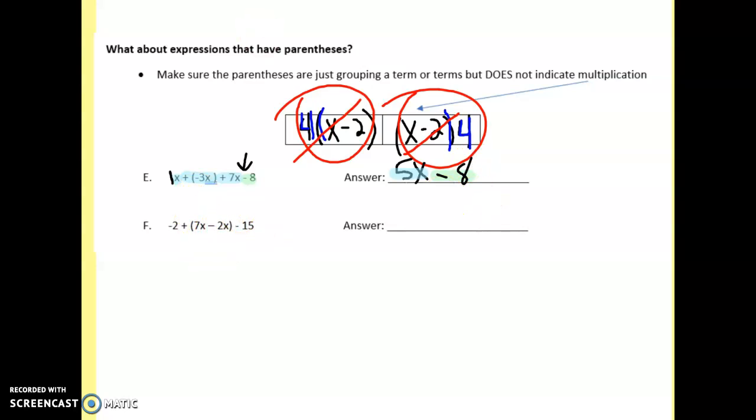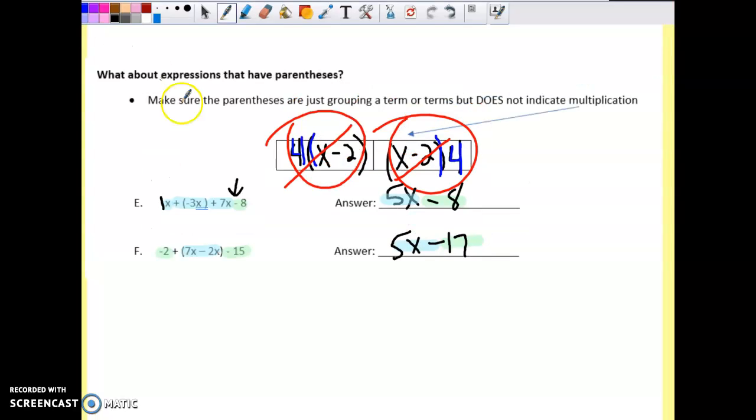Similar vibe with the F. Again, those parentheses are not symbolizing multiplication. So we can go ahead and just put together like terms. So we see our x's, and we see our regular numbers that we can put together. Putting the x's together, we have 7 minus 2, which gives us 5. And then our green sections here, we have -2 minus 15, which gives us -17. So again, same skill, just checking out how we can look at problems that have parentheses.